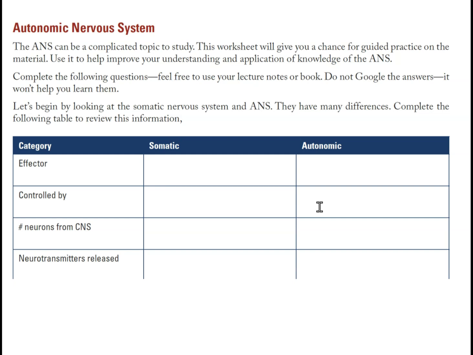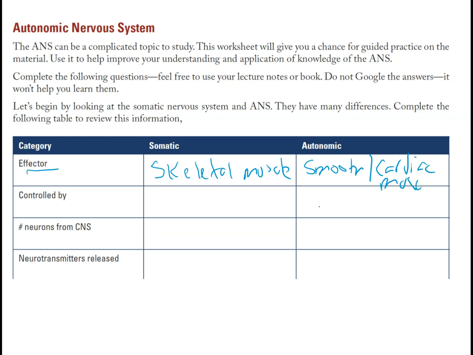All right, I'm assuming you tried it on your own. So when we're looking at the differences, for somatic, the effector is skeletal muscle. For autonomic, we know it's our smooth muscle, cardiac muscle, and glands. The headquarters, what's it controlled by? Somatic, hopefully you wrote cerebrum or cerebral cortex is fine. When we're looking at autonomic, we're looking at the hypothalamus.